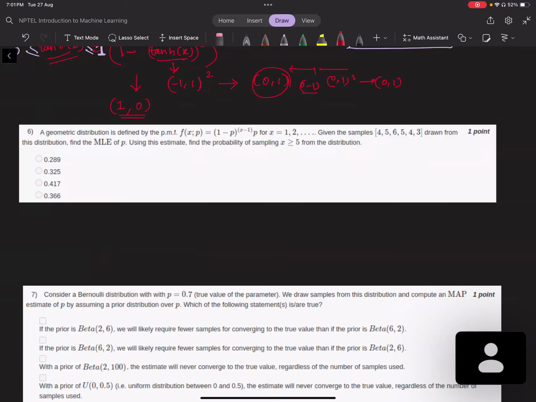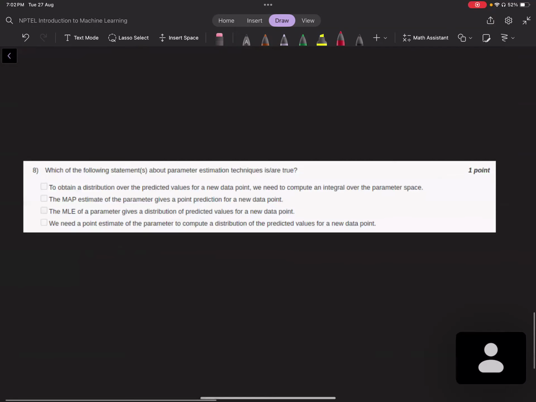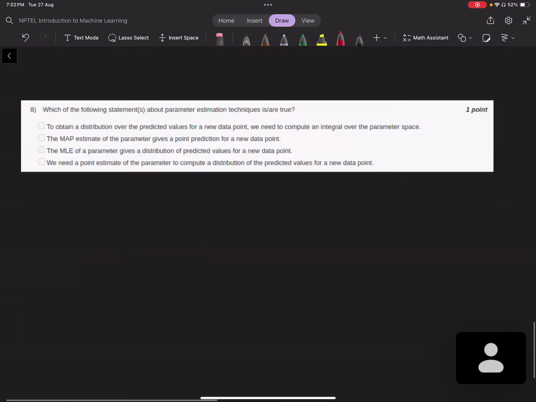And question number 7 is about the Bernoulli distribution. I think we'll skip it. Question number 8 is, which of the following statements about parameter estimation techniques are true? Okay, so let's just solve question number 8 first. Then we'll go back to question number 6 and solve that, and we'll leave question number 7. This is just about beta distribution and all. I don't think it is broadly covered. We'll solve question number 8 first. Then we'll go to question number 6.